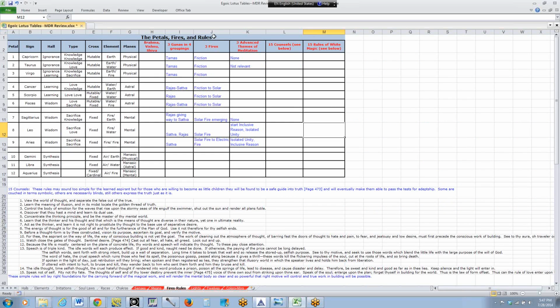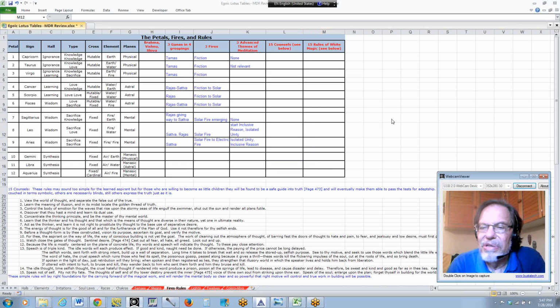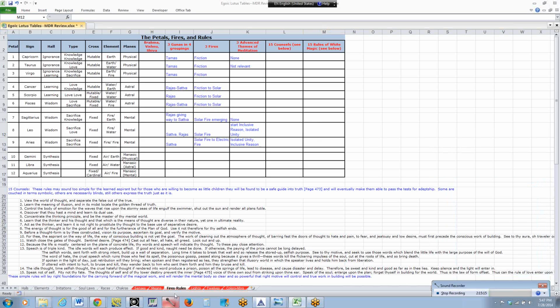The next one: the petals, the fires, and the rulers. As I go through some of these later charts, I'm liable to discover that much of what they say has been covered in the earlier charts, but let us see, in fact, if that is the case.